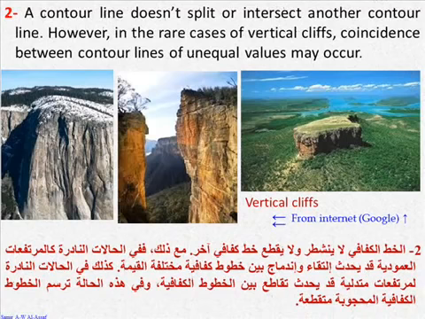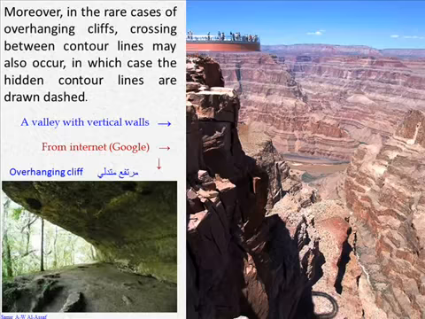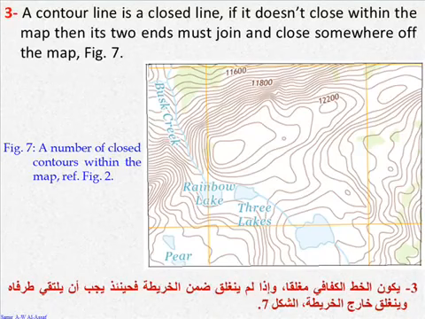2. A contour line does not split or intersect another contour line. However, in the rare cases of vertical cliffs, coincidence between contour lines of unequal values may occur. Moreover, in the rare cases of overhanging cliffs, crossing between contour lines may also occur, in which case the hidden contour lines are drawn dashed. 3. A contour line is a closed line. If it doesn't close within the map, then its two ends must join and close somewhere off the map. Figure 7.